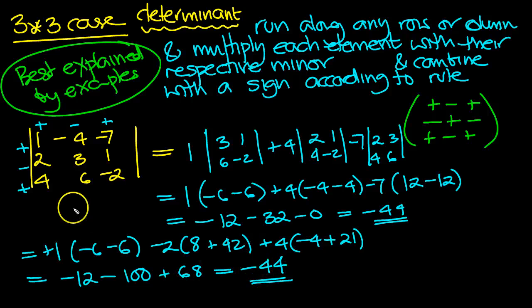So exactly the same. So as I said initially, it doesn't matter which row or column. You could go down here, or across here, or down here, or along the bottom. As long as you combine it with these signs and multiply each respective element by the determinant of its associated minor, then it's going to work out the determinant as the same value for you.